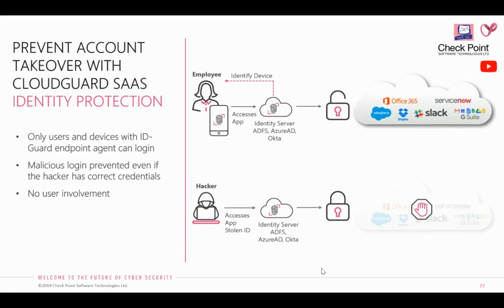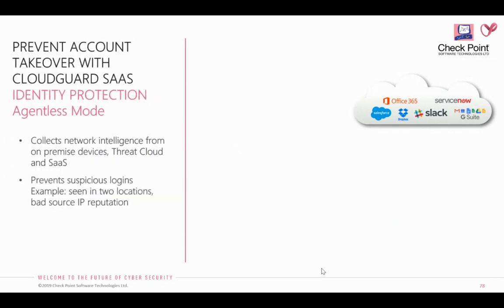It can provide multi-factor authentication, as I said earlier. Check Point CloudGuard SaaS can support any kind of two-factor authentication vendor by using SAML 2.0 support. Any vendor who supports SAML 2.0 can be integrated and checked, with no user involvement. Malicious logins are prevented even when the attacker has correct credentials. Since it has two-factor authentication, the identity can be protected.